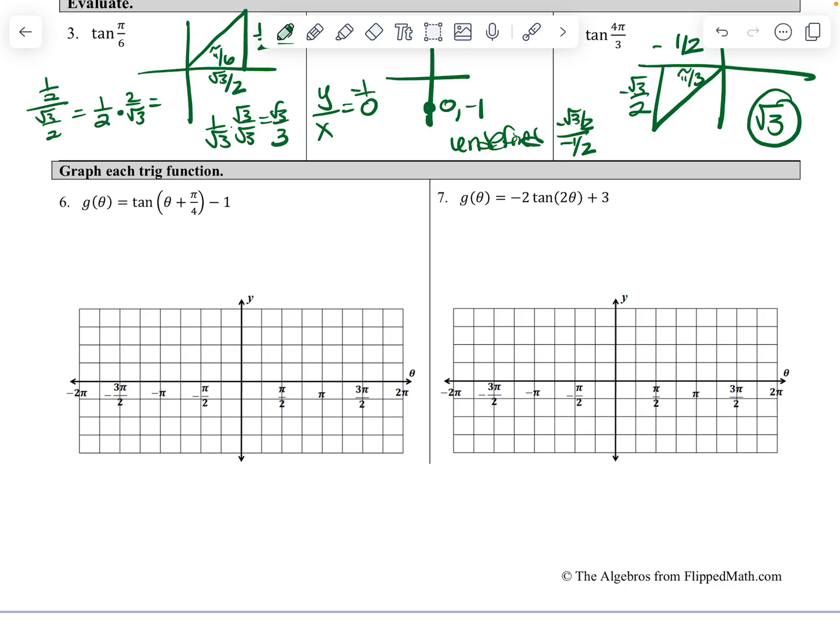Okay, so this next trig function, let's find our vertical asymptotes. So pi over 2b plus pi over bk. Well, our b value is 1. So pi over 2, pi over 4, plus pi over 2k. But this has shifted to the left pi over 4. So it's normally here, right? But these have shifted.